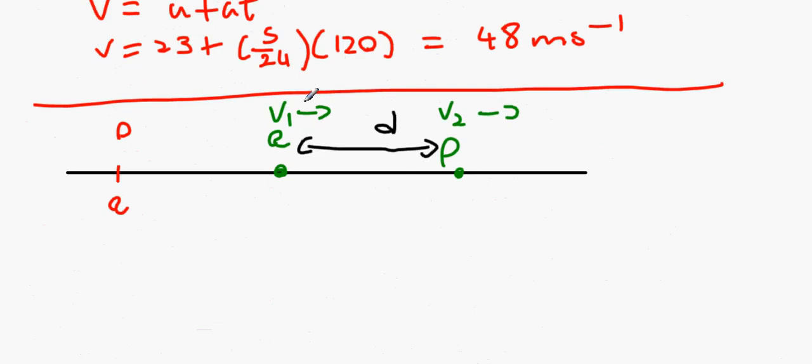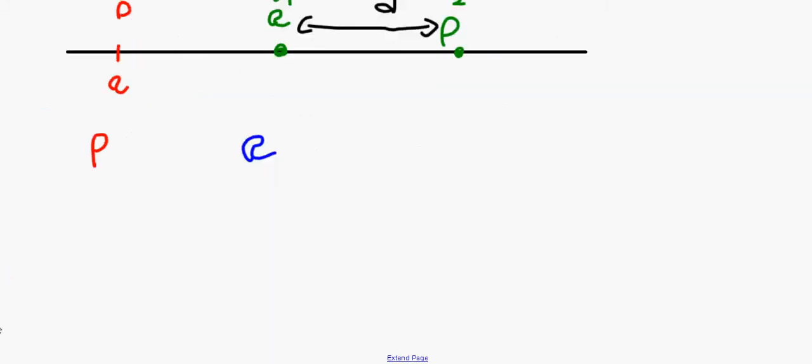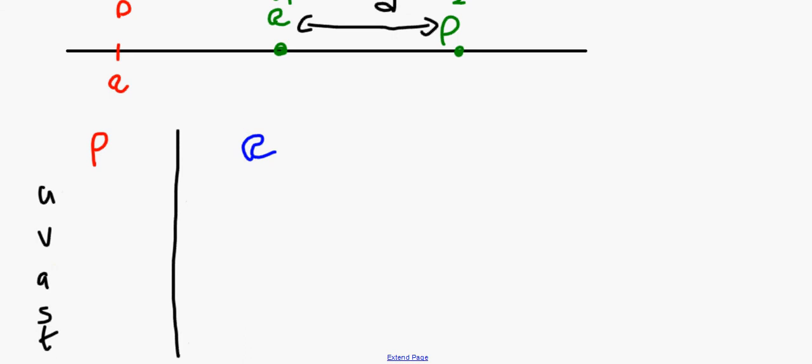So P is going to be red and Q is going to be blue. We're going to UVAST both systems again. So let's see what we have this time around. What we know about P is it's starting off at 23 meters per second. We know its acceleration is 5/24. What we know about Q is Q has a U of 5.5 and its acceleration is 0.5.